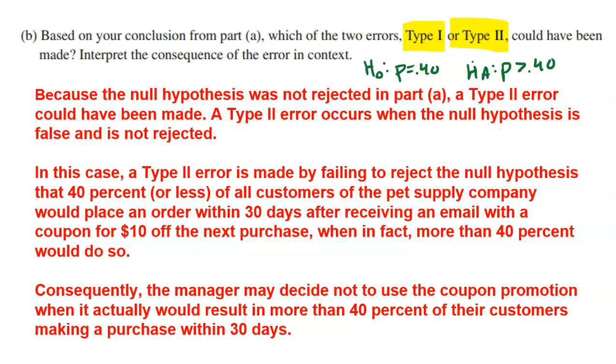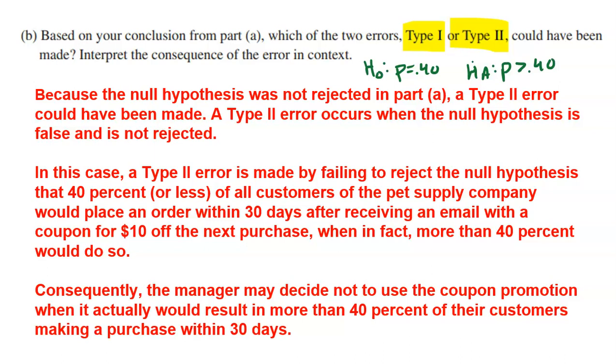And then now here comes the consequence. What if it was more than 40%? That means the manager did have a cool program giving these coupons through email that would increase sales. But we claimed that that wasn't the case and that it was still 40%. So the consequence here is the manager may decide to not use the coupon promotion when it actually works.